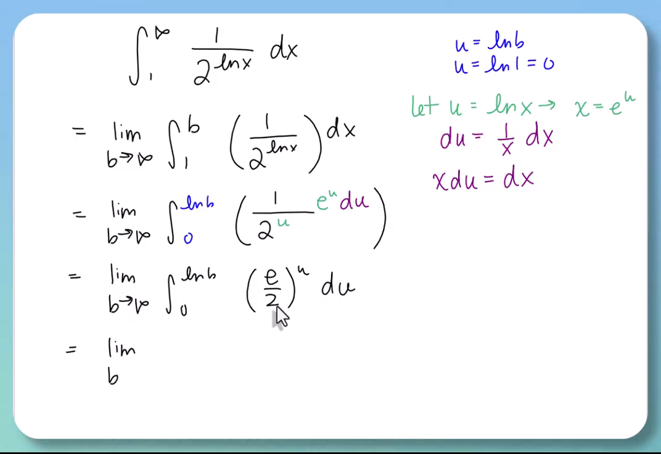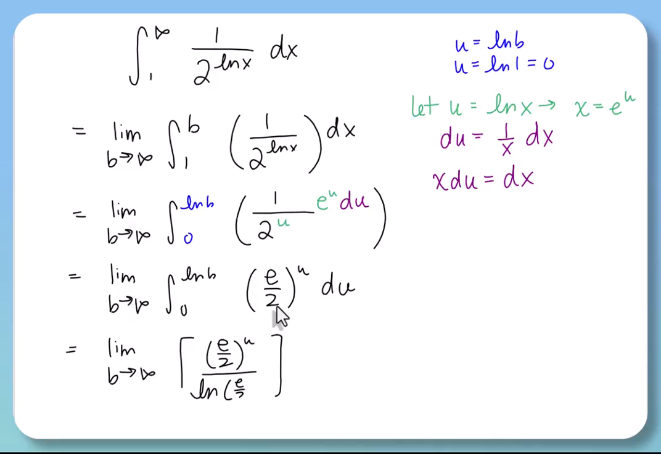And I have the limit as b goes to infinity of e over 2 quantity raised to the u power divided by, sorry, divided by natural log of e over 2. I misspoke there.